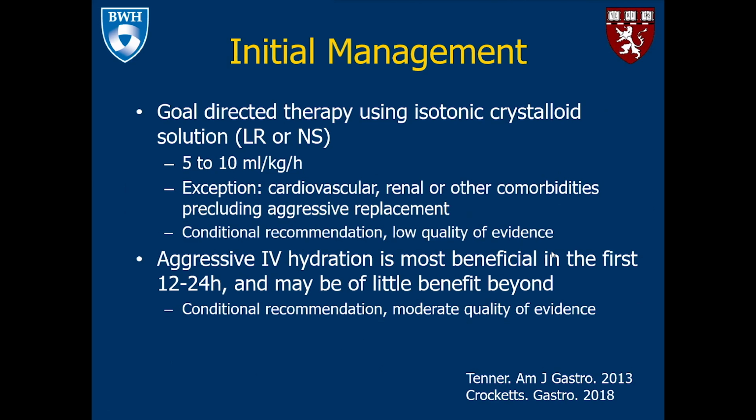So what do we do for initial management? As we know, there is no direct treatment of acute pancreatitis. So the first thing we will do is supportive care. Goal-directed therapy using isotonic crystalloid solution, which is lactated Ringer's or normal saline. And we usually will recommend 5 to 10 milliliters per kilogram per hour, with the exception of patients with cardiovascular, renal, or other comorbidities precluding aggressive replacement.